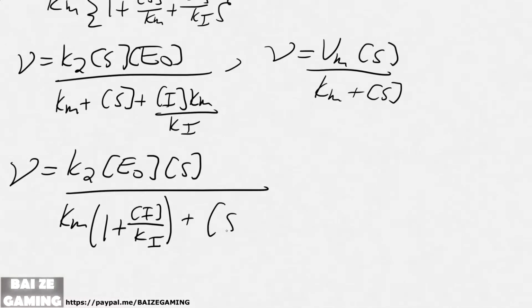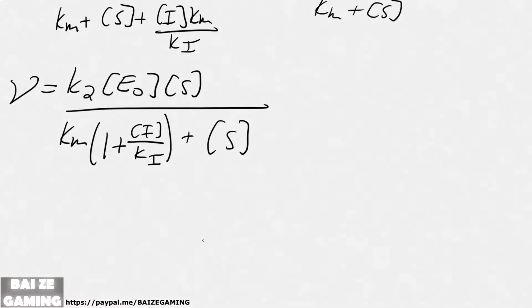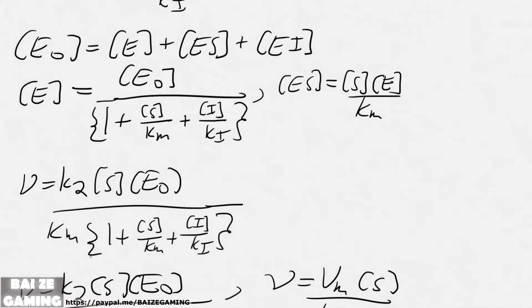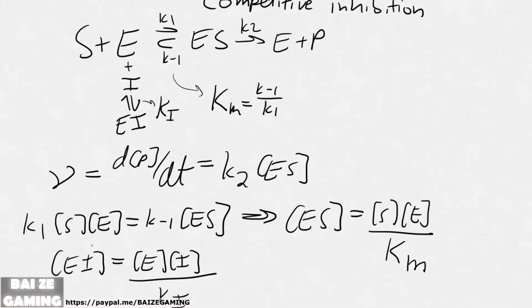So now we can call this k2 E0 just Vm, and then we can do that S. And then for the bottom, we can actually call it Km apparent. So we lumped all of that in, plus S. Okay, and it's solved. And it makes logical sense, because if you're adding inhibitor, and it's competing with the enzyme, then obviously you're going to have a lower reaction rate no matter what.